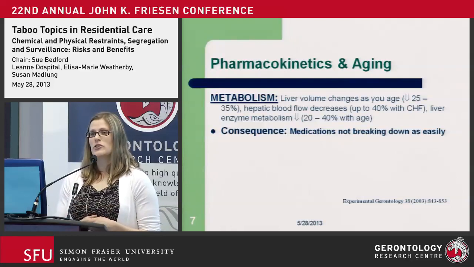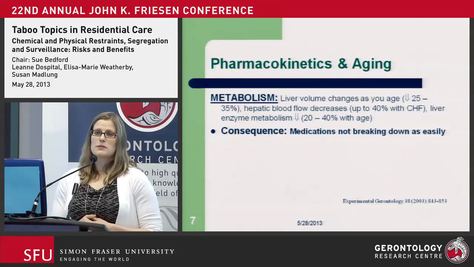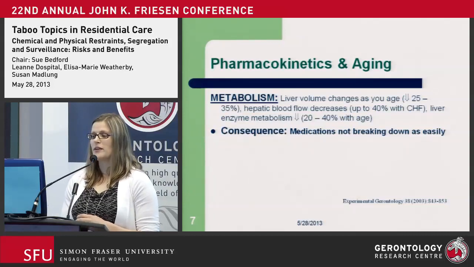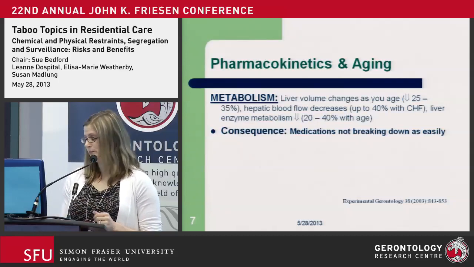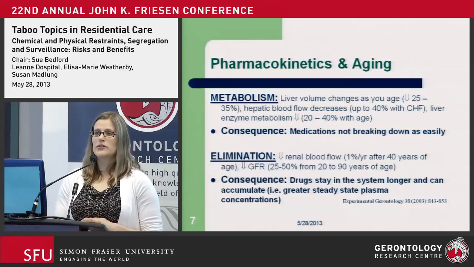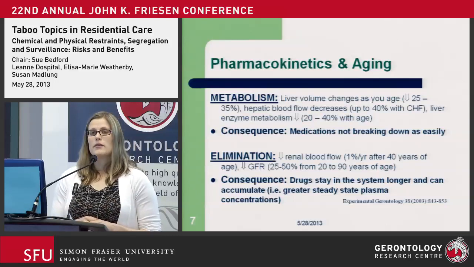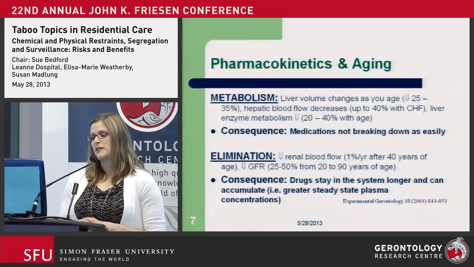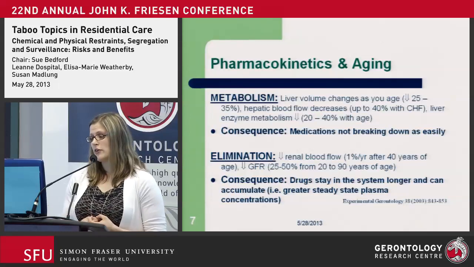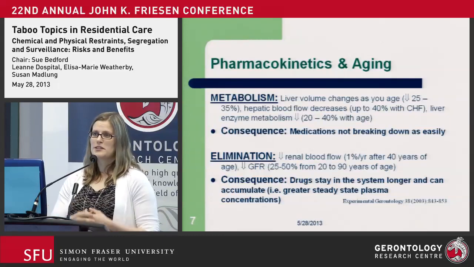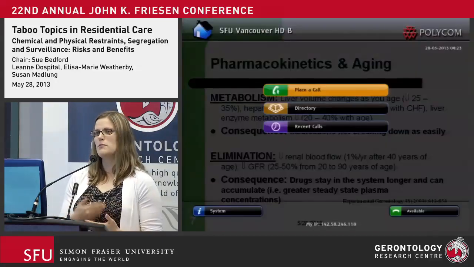If we look at metabolism, we think of the liver. Liver volumes change as you age, hepatic blood flow decreases, and the enzymes themselves don't work as well. So the drugs aren't breaking down quite as well. And elimination, if we focus mostly on the kidney here: renal blood flow decreases and GFR goes down. So the drugs stay in longer and accumulate. This is why your elderly patient does not respond the same as an adult to the same dose of a drug.